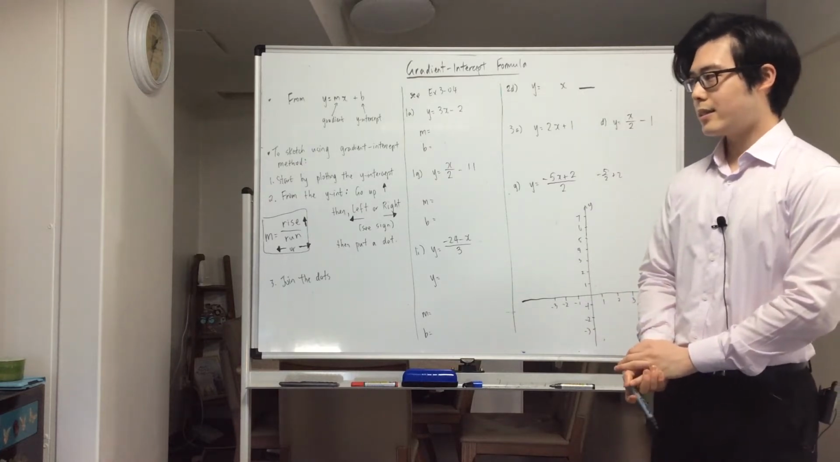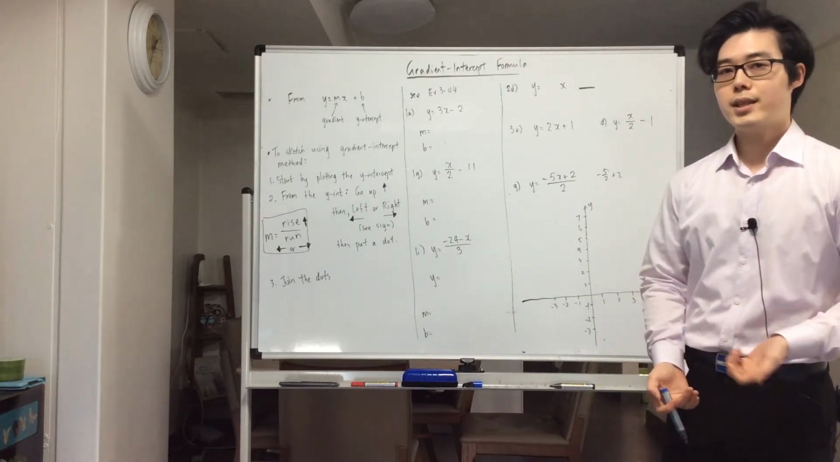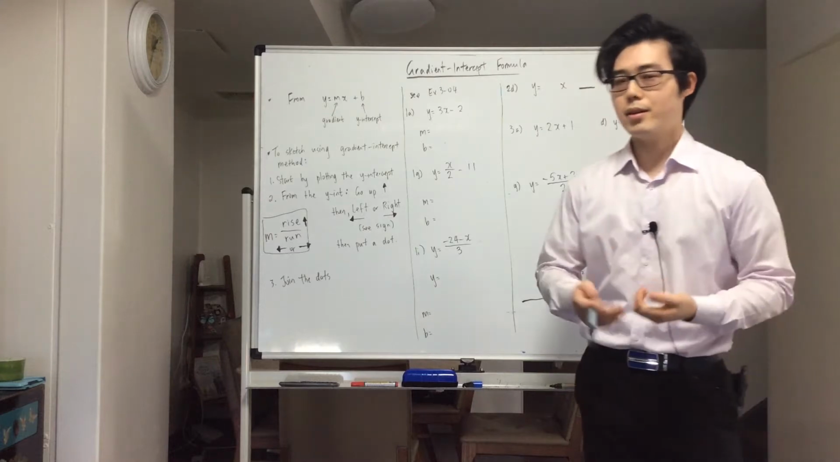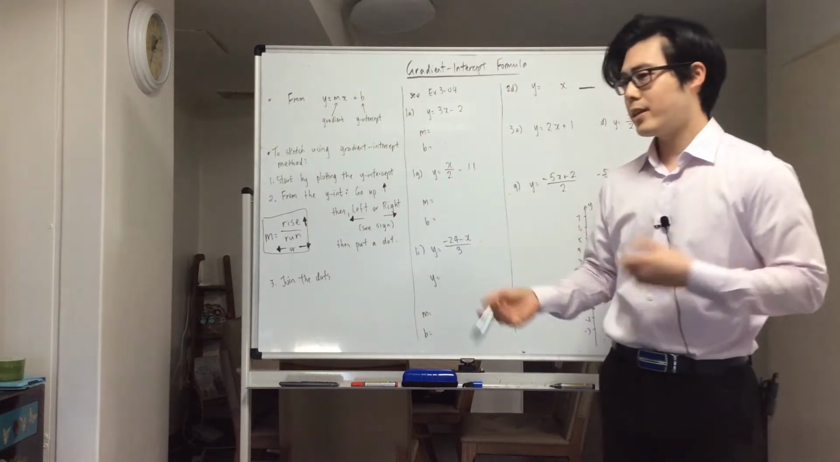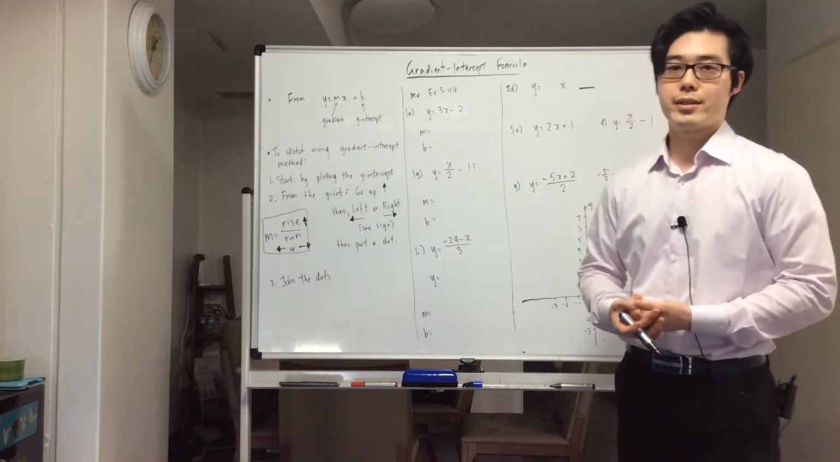Okay, so last lesson we learned how to draw linear graphs by finding the x and the y-intercept. Today I'm going to teach you another method. It's called the gradient intercept method. You can use either method, but you need to learn this way as well, just in case.